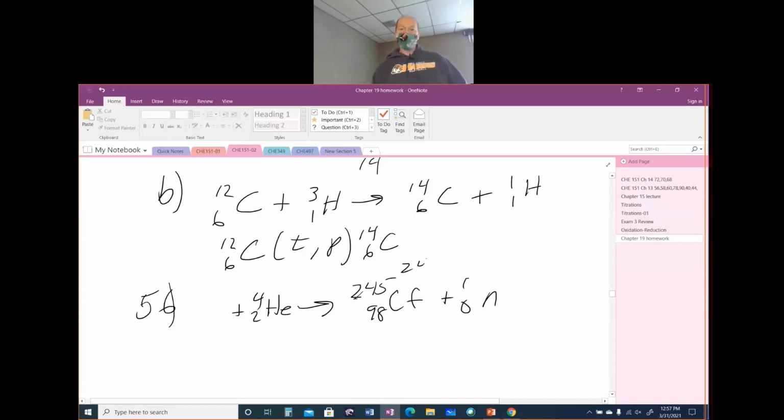Well, again, it's just the numbers. You got 246 here, so you have to have 246 here. 242 plus 4 is 246, so we know the number on top is 242. On the bottom, we got 98 on this side. This is a 2, and a 2 plus a 96 is a 98, so 98 equals 98. Then we go to the periodic table, look at 96, and that is Cm.